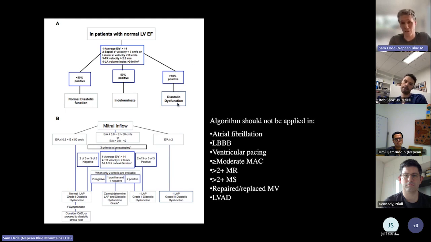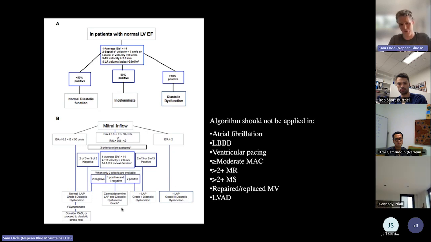If you have impaired diastolic function with more than 50% positive, you move into this second group. And that second group, it's all about just trying to figure out if you've got mild, moderate, or severe diastolic dysfunction, and particularly whether you've got raised left atrial pressure or not.